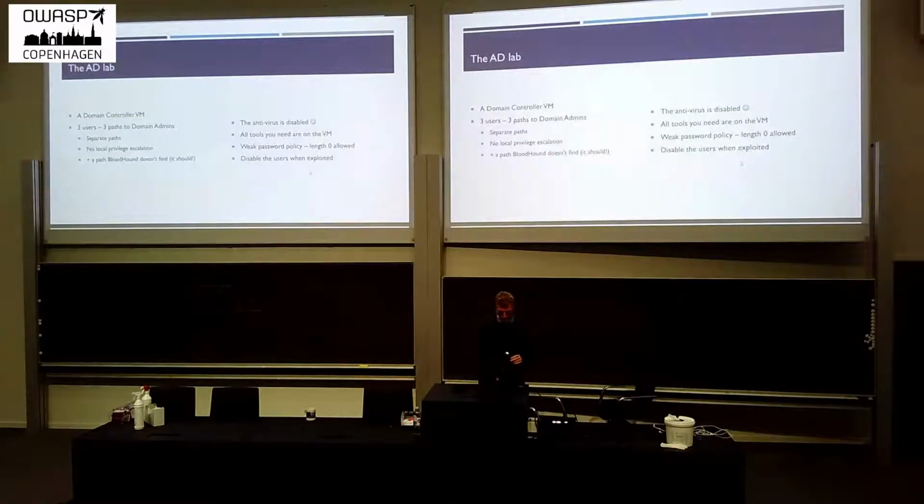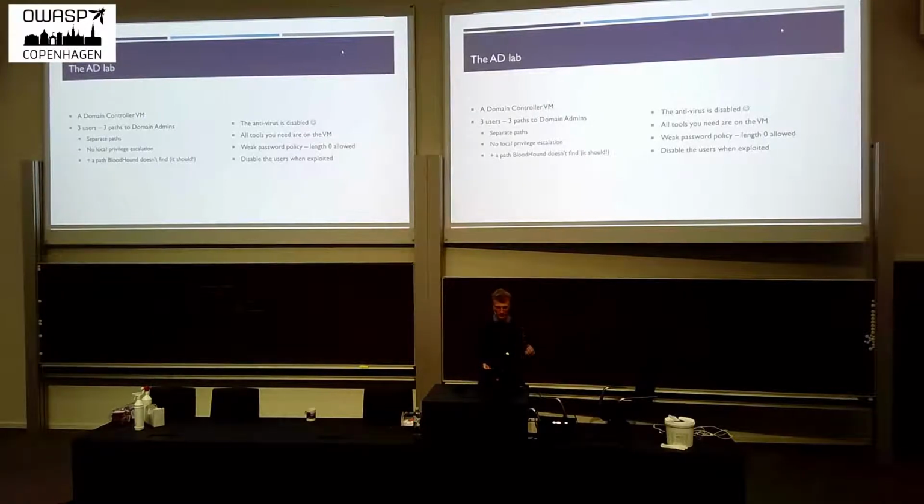Now we will talk about the AD lab. I've created a domain controller VM. So it's an Active Directory environment consisting of one computer, which is very unusual, but it works for a small test lab. And the goal for you is to find the 3 attack paths from 3 different users to domain admins. It will be 3 completely different attack paths, and it will not be local privilege escalation, it will be abusing Active Directory misconfigurations. And if you're really good, then there's another path that is hard to find.